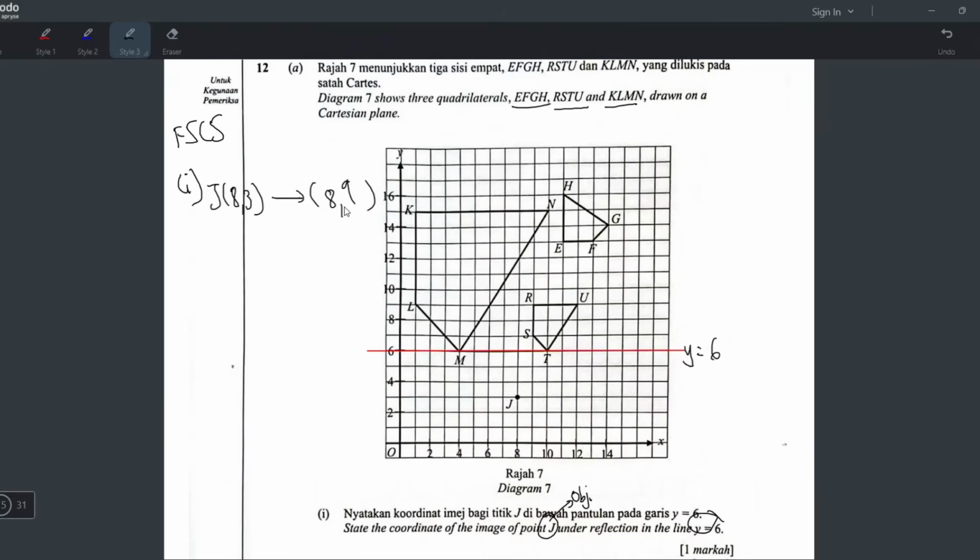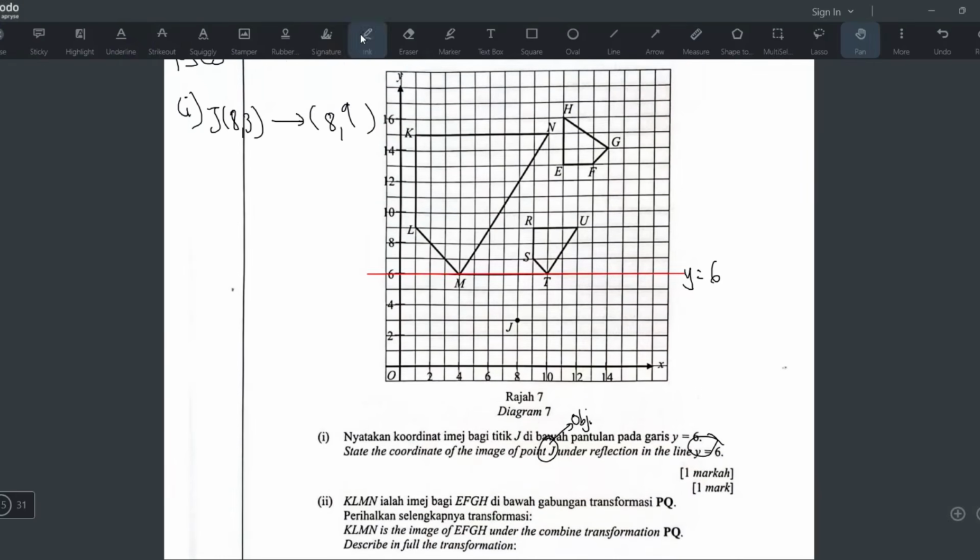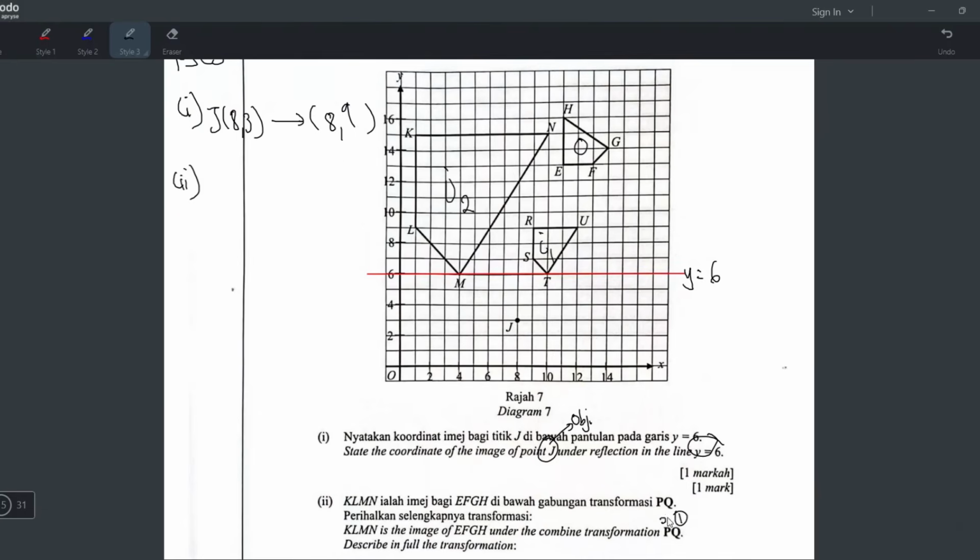Now for 2, I know they must ask to describe. So question number 2. KLMN is the image of EFGH under combined transformation PQ. It means KLMN is the final image, the I2, and EFGH is the object. That means this one is the I1. And if they say combined transformation PQ, it means do Q first, then P.